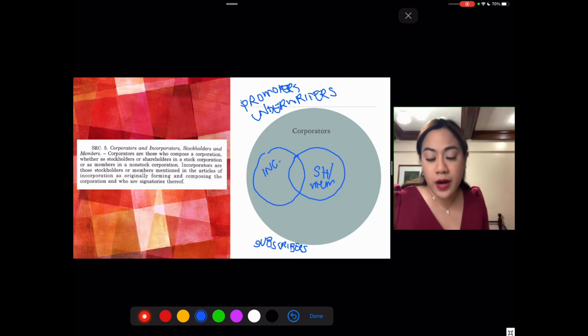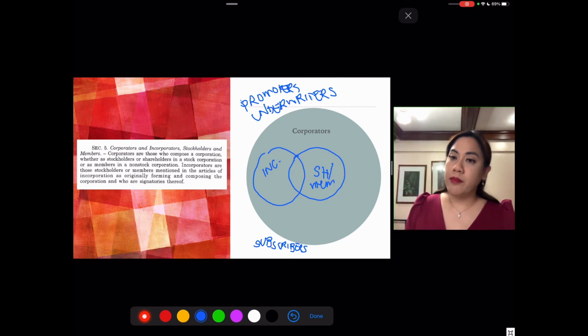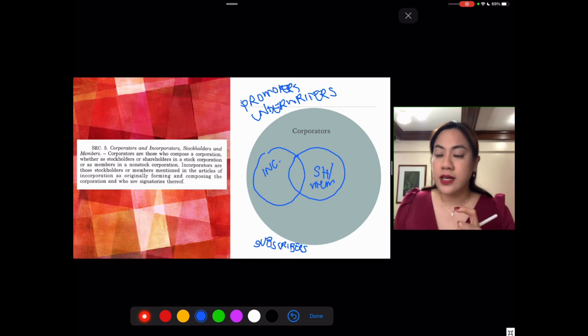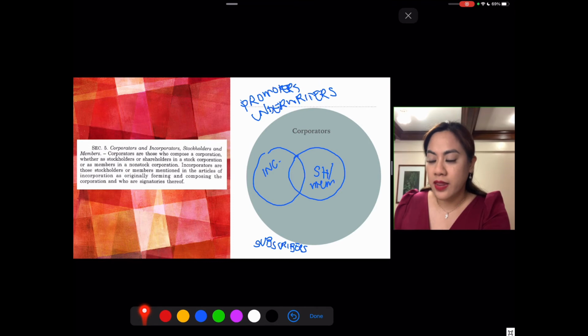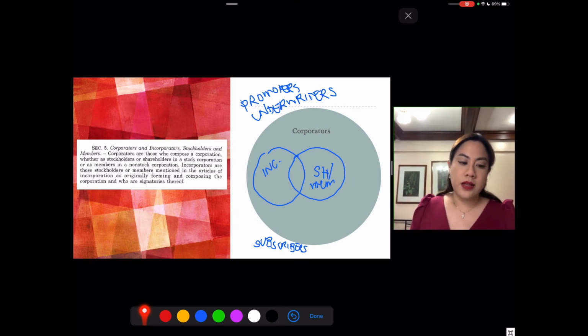What are subscribers? Which we will discuss later on. Subscribers are those who agree to take and pay original unissued shares. Subscribers are not yet stockholders, and that's the reason why they are outside this Venn diagram. They are not yet stockholders until their subscriptions are actually accepted by the corporation.